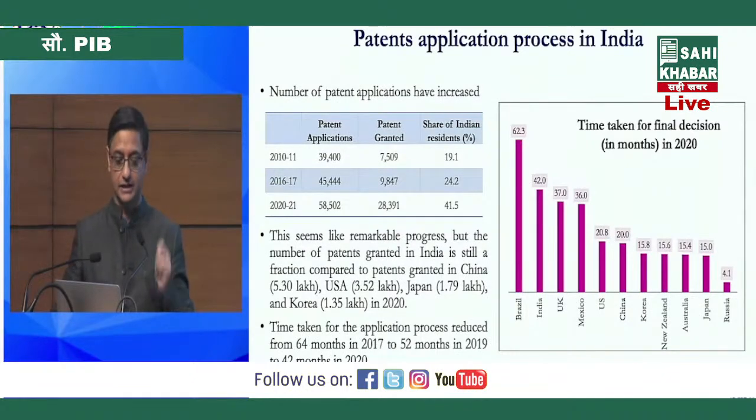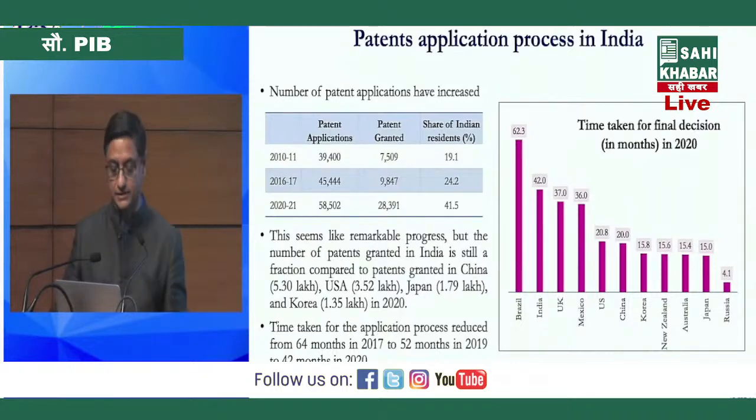You do need to have a good, strong regime for intellectual property rights. And you can see what has happened over the last few years. Significant improvement in our performance. The patent applications in India have gone up in the last 10 years from about 39,400 to around 58,000. But more importantly, the number of patents granted have gone up in the last 10 years from just 7,500 to 28,300 odd patents being granted in 2021.